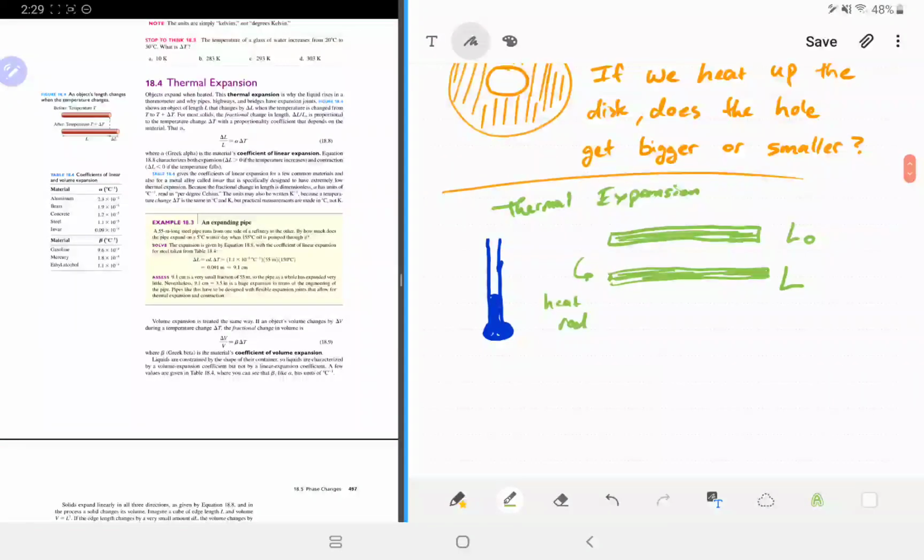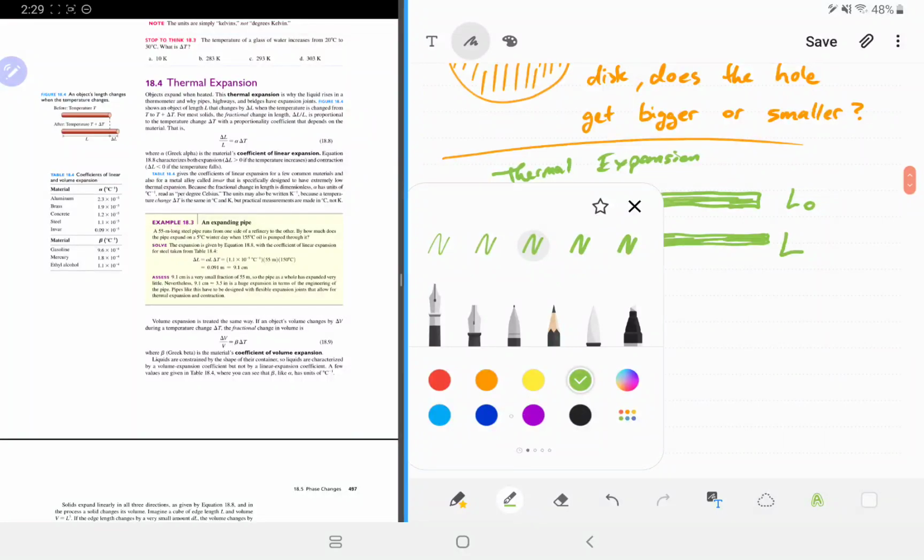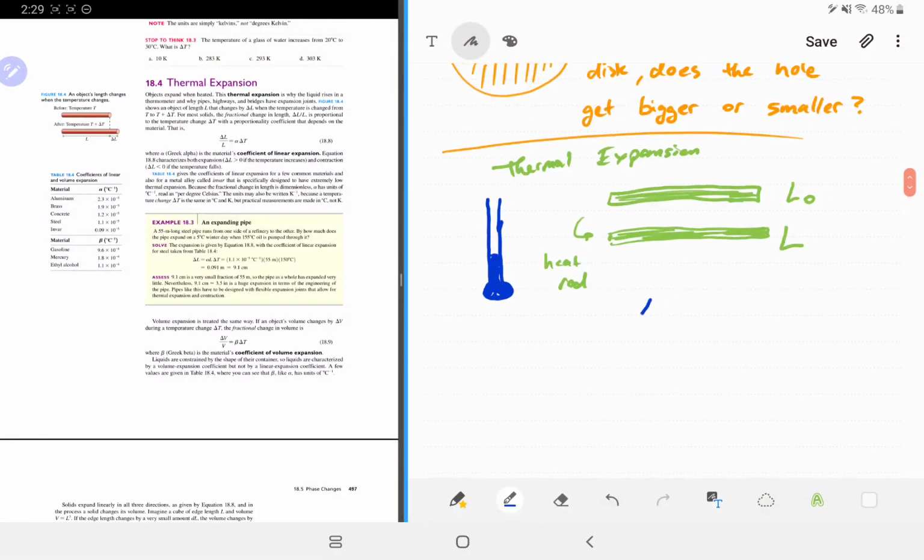So the formula that we're going to write down is going to talk about the fractional increase in the length of the rod. The formula relating delta L with delta T is going to involve fractional change in length. So suppose I heat it up so that the change in length is 1%. If that's the case, then this fraction would be 0.01. So this is the fractional change in length due to thermal expansion.